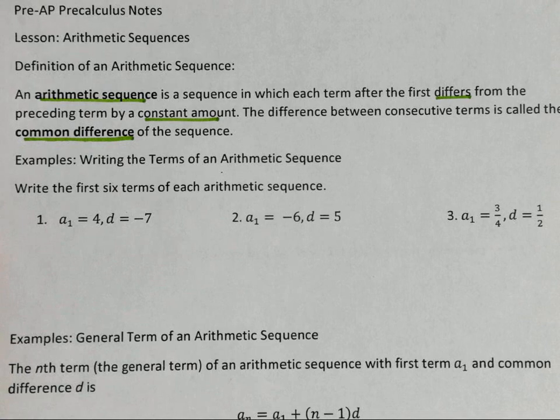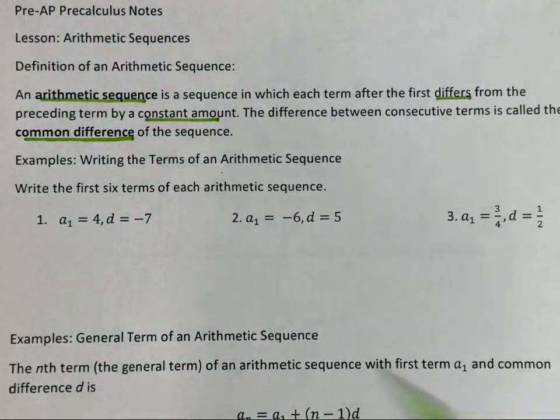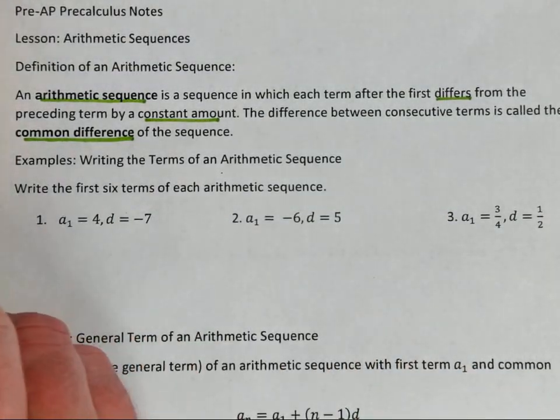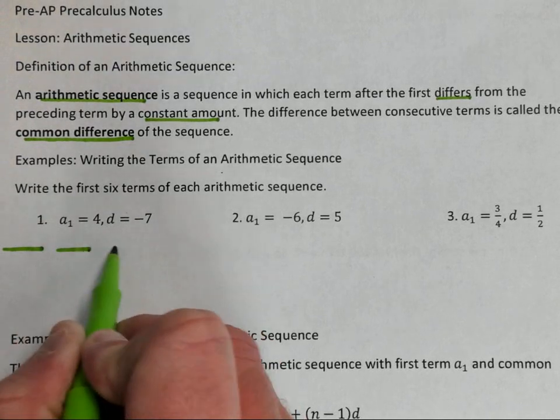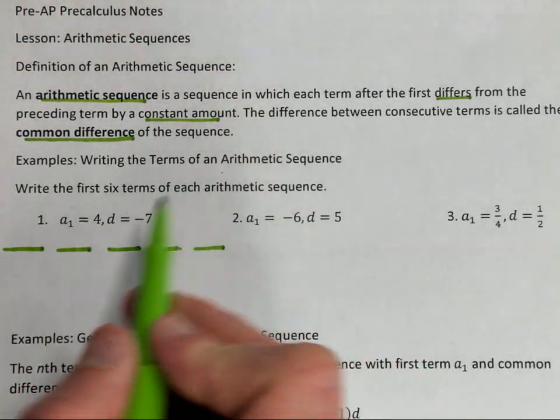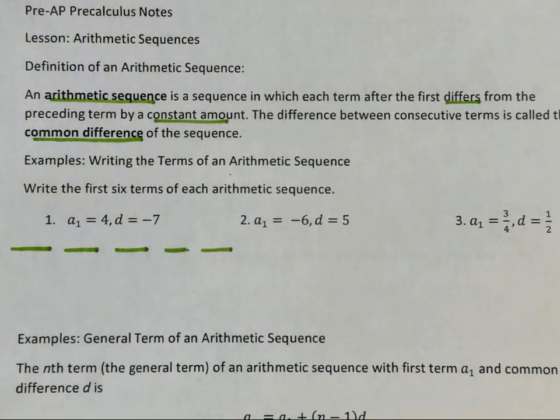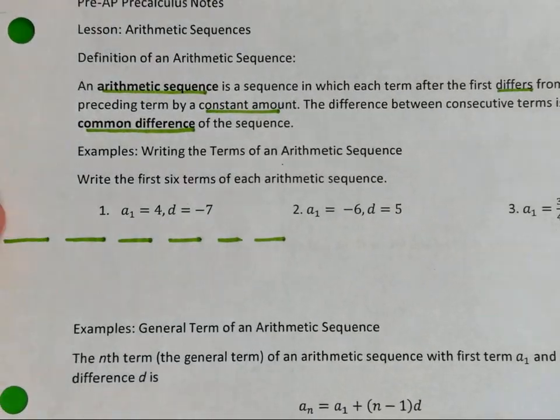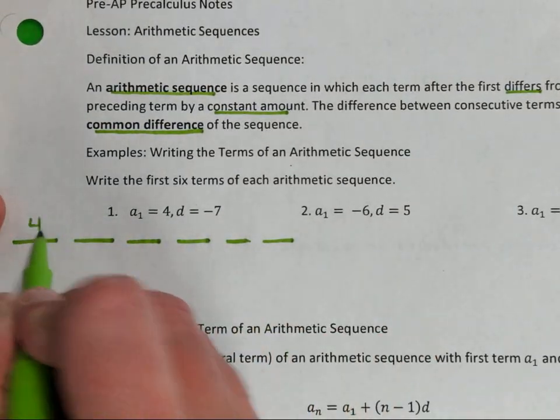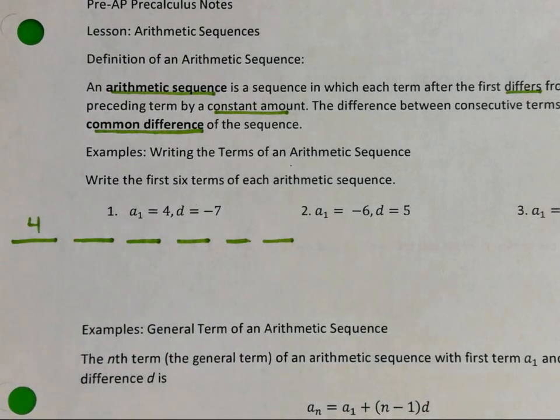So the first thing you want to do is write the first 6 terms of each arithmetic sequence. What I do is I write 6 blanks. Don't they give you the first term? A sub 1 is the first term, isn't it? So I put 4 in that first blank, because A sub 1 equals 4. That's the first term, and you want the first 6 terms. D stands for common difference. That is what you're adding to each term.